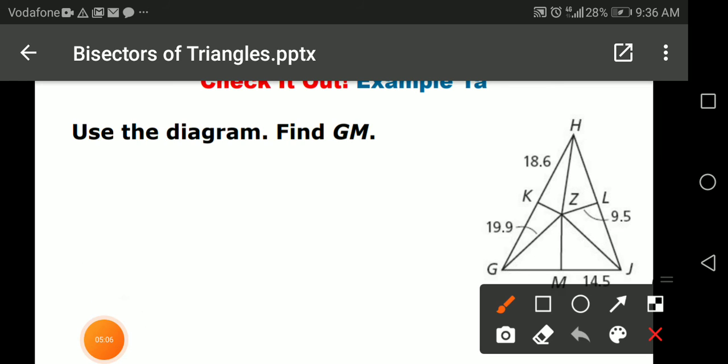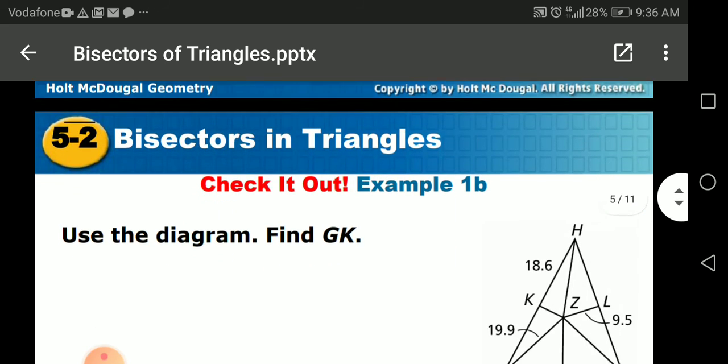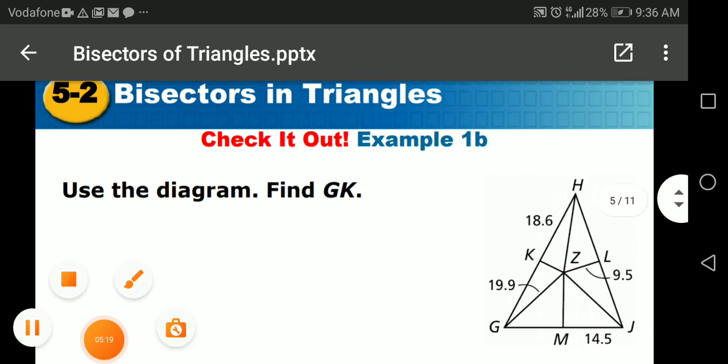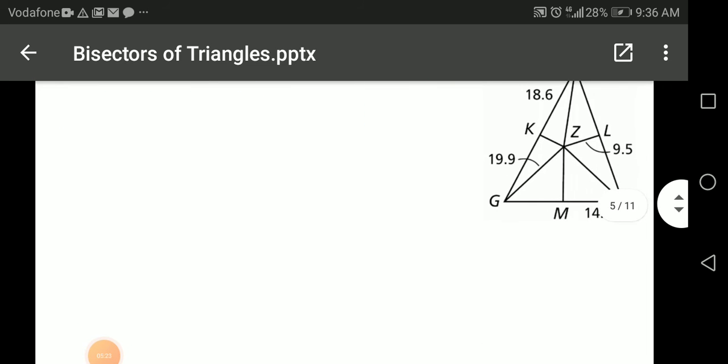Let's see, where is GM? This one. This is 14.5, so GM must be the same, 14.5. I think it's very easy, right? What about GK in this one? GK, let's see.